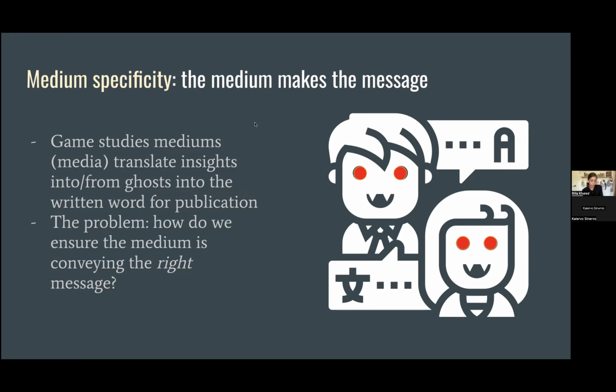Okay, but there was a problem of medium specificity because the types of insights that people were articulating were very specific to their own perspective. And critics would argue that they were just making up the messages. There was no way for people to ensure that the medium was conveying the right message.